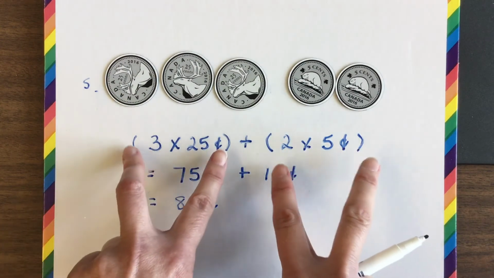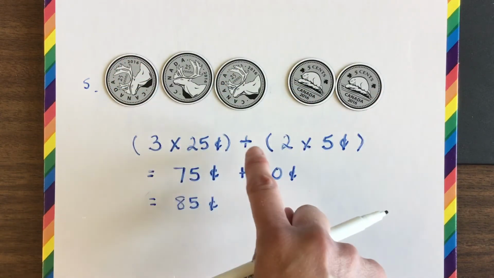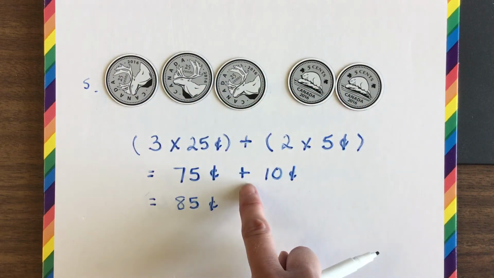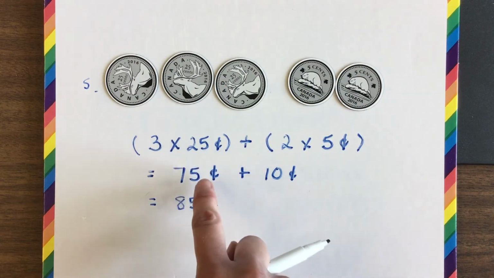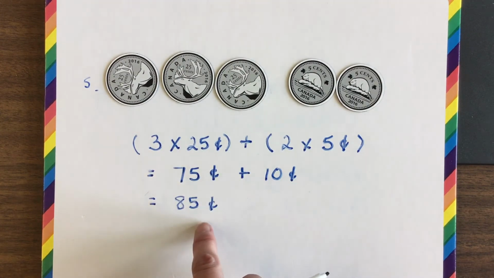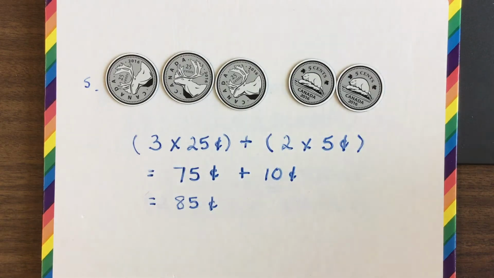So do you see that each of these brackets goes with this? Okay? My addition sign says I have to add these two groups of coins together. I figure out what 3 times 25 cents is here and 2 times 5 cents here. Then my last job is to do my addition. And there's my answer, 85 cents.